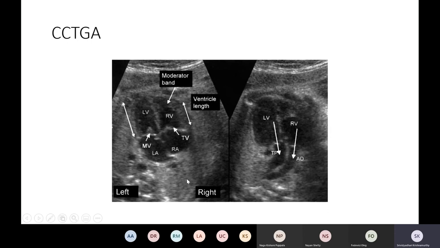So that is on the parasternal axis view. And you can see here the pulmonary trunk coming off the left ventricle and the aorta coming off the right ventricle.